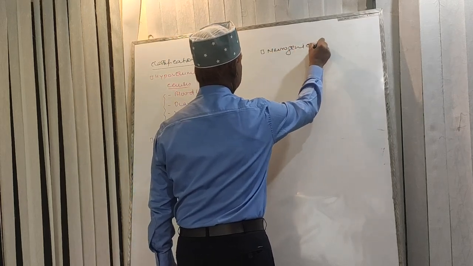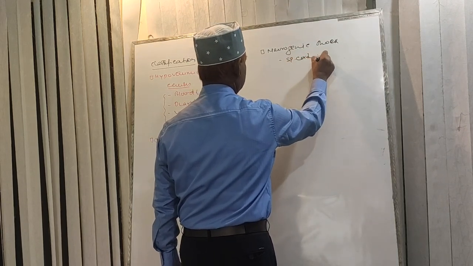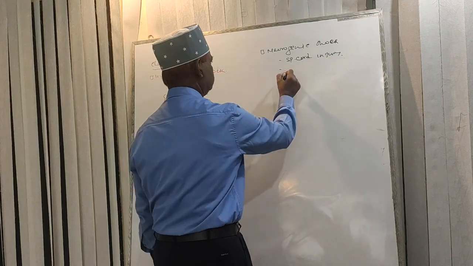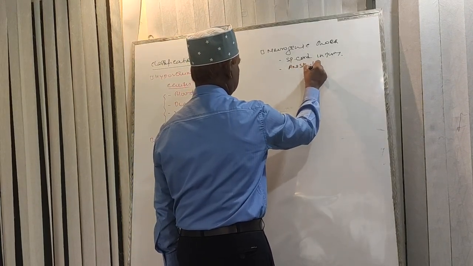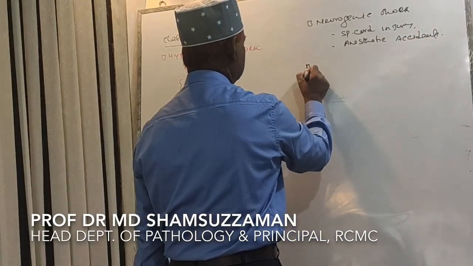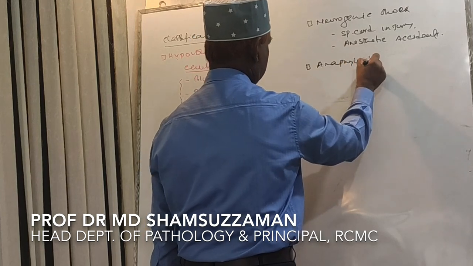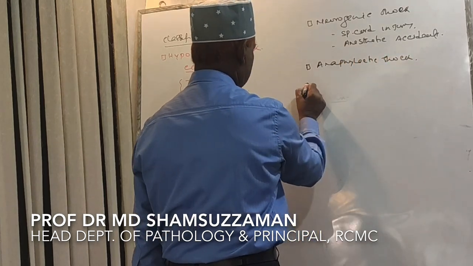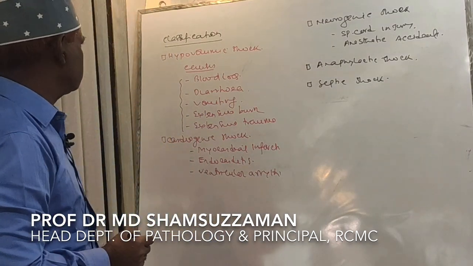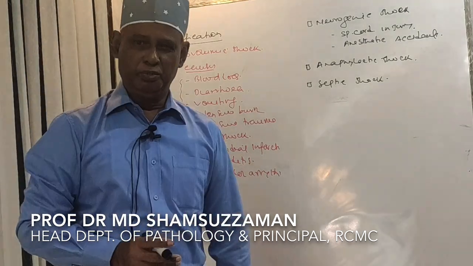Neurogenic shock, as in spinal cord injury, anesthetic accidents. Anaphylactic shock. Septic shock. So these are the different types of shock: hypovolemic shock, cardiogenic shock, neurogenic shock, anaphylactic shock, septic shock.